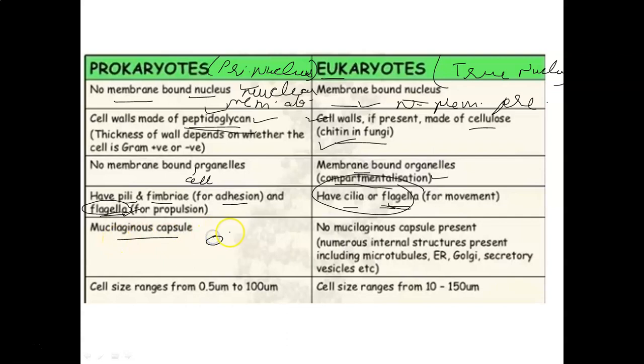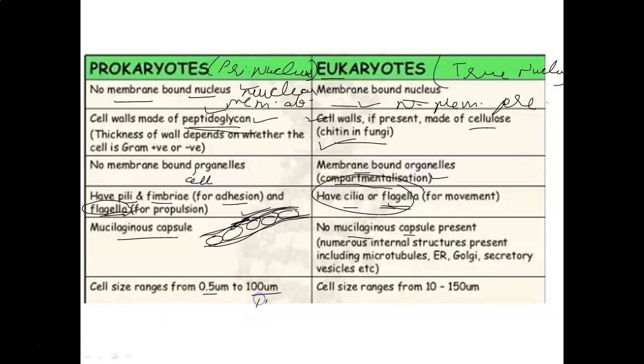They are single-celled, of course, but sometimes these cells together form a filamentous structure. Cyanobacteria, especially, we see in Nostoc. So a mucilaginous sheath is present to protect them because they are predominantly aquatic. Here no mucilaginous capsule is present. Okay. Internal structures are present inside the single cell only. The cell size is very, very small, 0.5 micrometer to 100 micrometer.